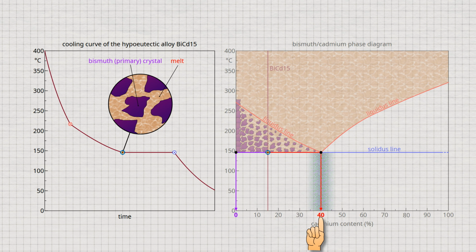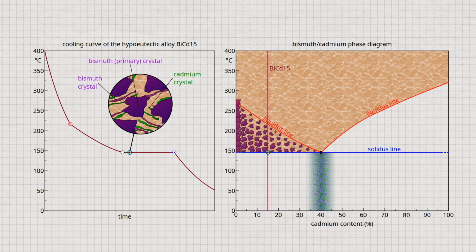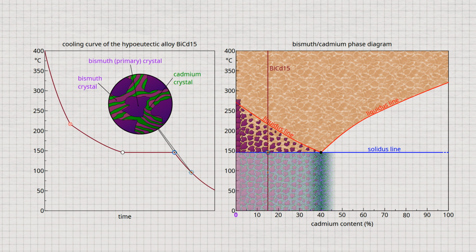The melt now solidifies like the eutectic alloy previously considered. The melt begins to solidify at a constant temperature to form the eutectic. This means that finely dispersed crystals of bismuth and cadmium are formed. After complete solidification of the residual melt to the eutectic, the crystallization process is completed. In the solidified state, the microstructure is finally made up of the primary bismuth crystals that have previously been precipitated and the eutectic that has just been formed.